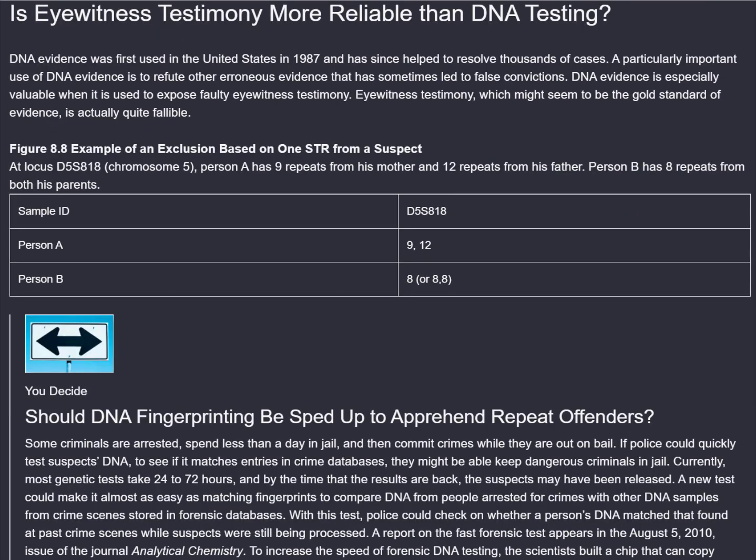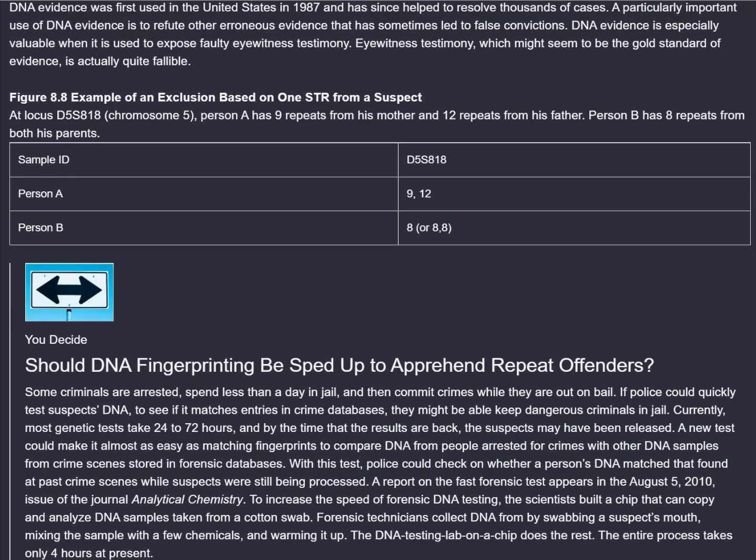Is eyewitness testimony more reliable than DNA testing? DNA evidence was first used in the United States in 1987 and has since helped to resolve thousands of cases. A particularly important use of DNA evidence is to refute other erroneous evidence that has sometimes led to false convictions. DNA evidence is especially valuable when it is used to expose faulty eyewitness testimony. Eyewitness testimony, which might seem to be the gold standard of evidence, is actually quite fallible.